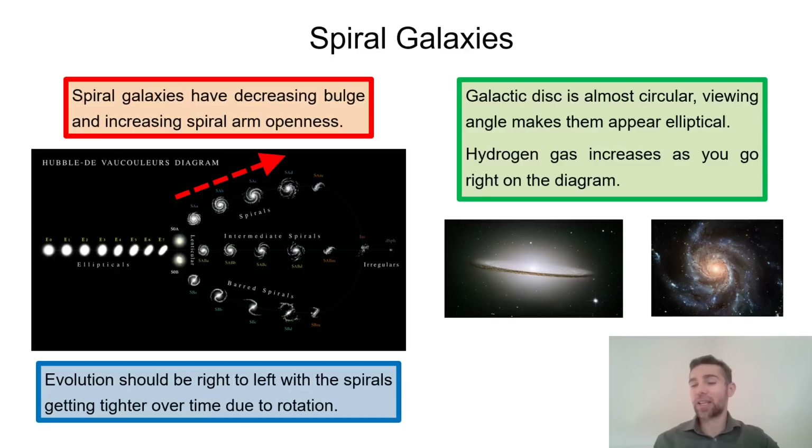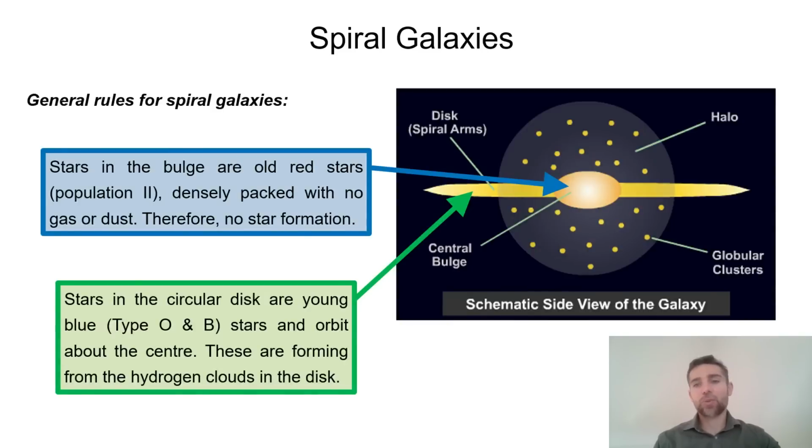Not turned into, but it forms into stars basically, and then there's less of it left. So there's an increase in hydrogen gas as we go towards the right-hand side. So some general rules for spiral galaxies, or I say rules, or just some properties in general.